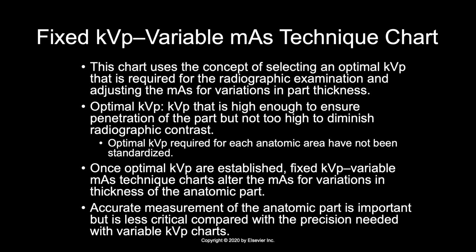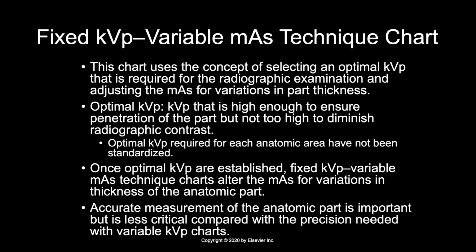So this is a fixed KVP variable mass technique chart. And this technique chart identifies optimal KVP values and alters the mass for variations in part thickness. So it's the opposite of what we just talked about, which was the variable KVP fixed mass chart. So now we have the fixed KVP, so we don't touch the KVP, and the mass is going to change.